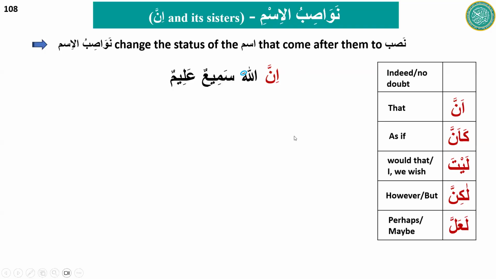Okay, let's take another example. Al-insanu lafi khusr. What does it mean? The human, for sure. La means for sure. Fi means in. The human is for sure in loss. Khusrin means loss. This is what it means. This is a perfect sentence. Nothing wrong with it.